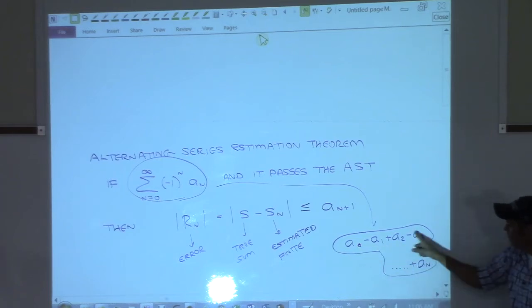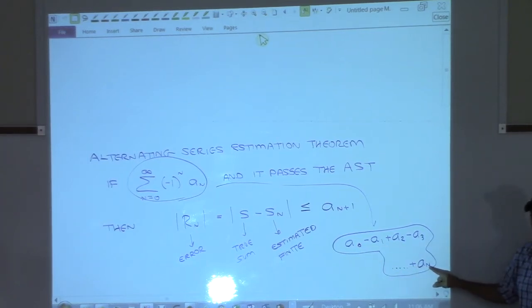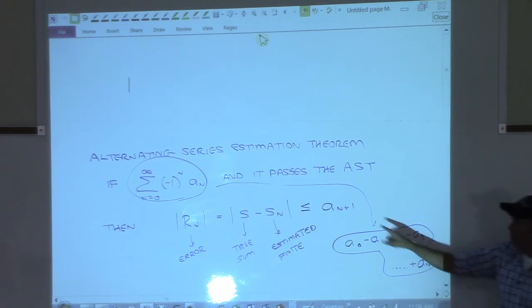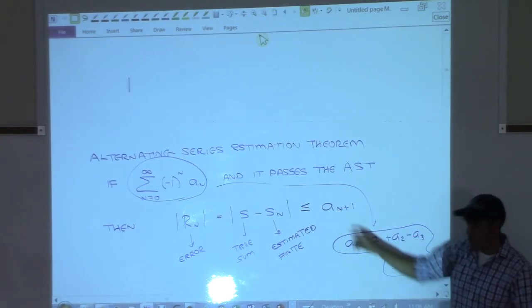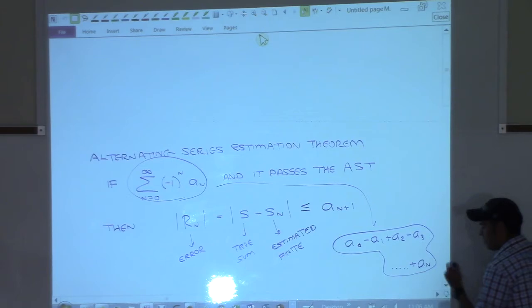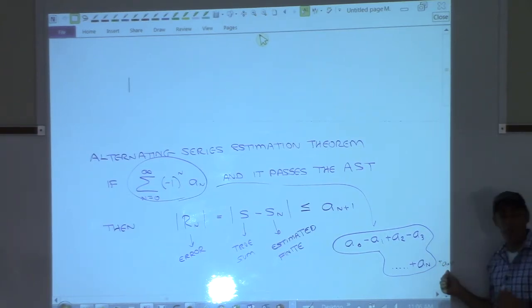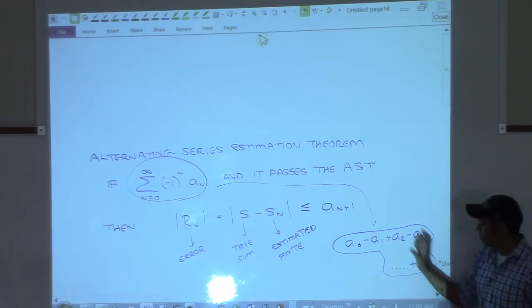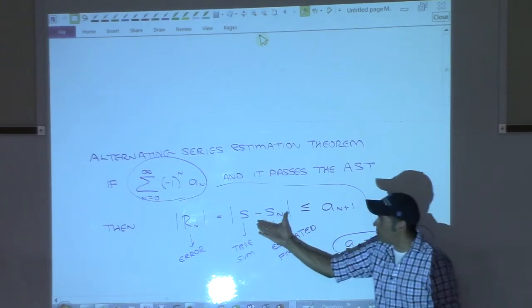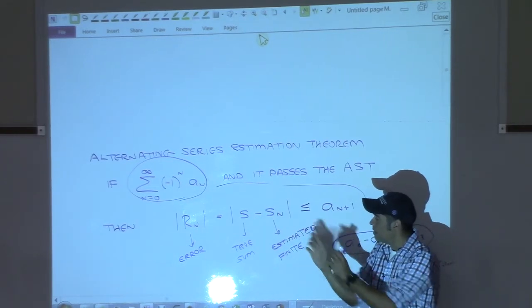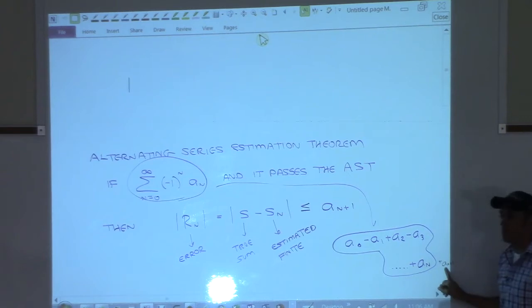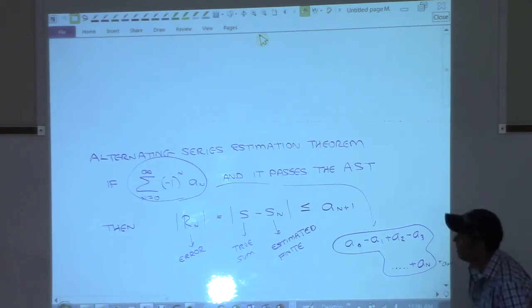So if we're going to sum out to n, this one is the one right after it. The next one, a sub n plus 1, is the next term in the series. So the amount that this partial sum differs from the true sum, the amount of error that we have by stopping, is less than or equal to that number right there, the next one out. Okay? So let me give you an example of this.